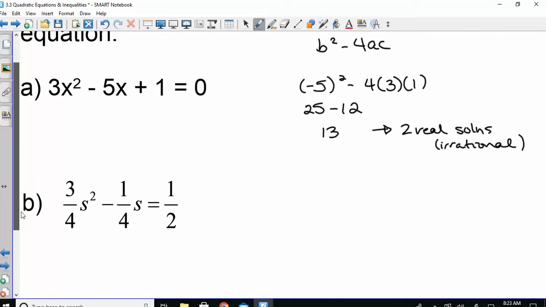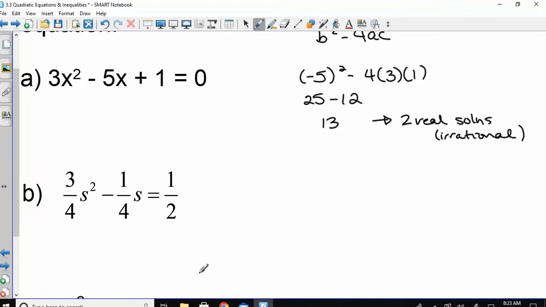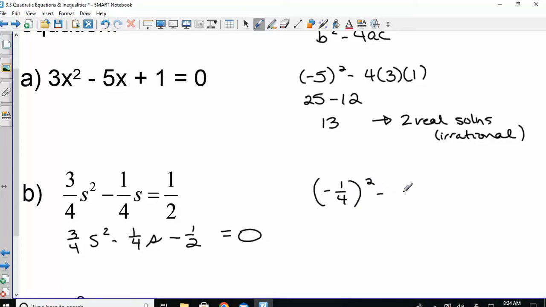All right, one more. Okay. So what would I need to do with this one first? Subtract 1 half. Yeah. Okay, and then all I'm asking for is b squared minus 4ac, so my b is negative 1/4 squared minus 4 times 3/4 times negative 1/2.